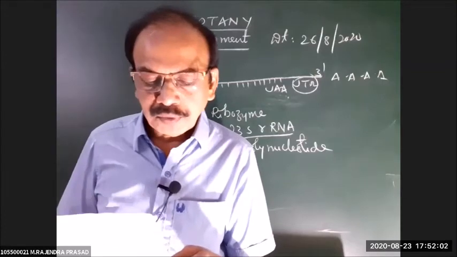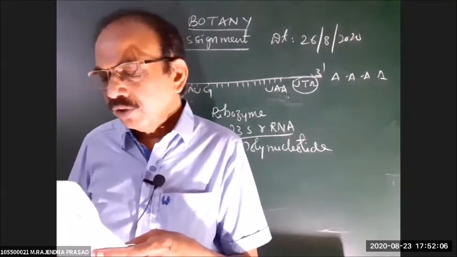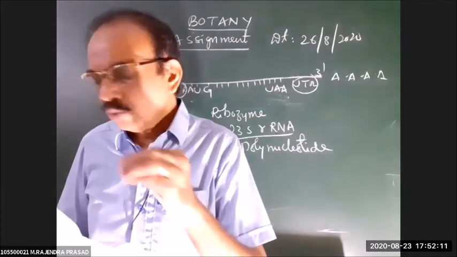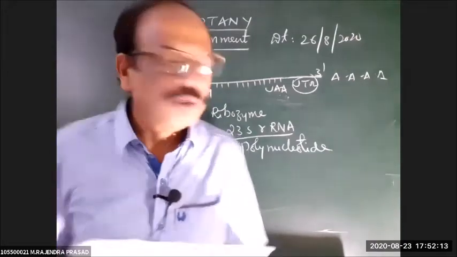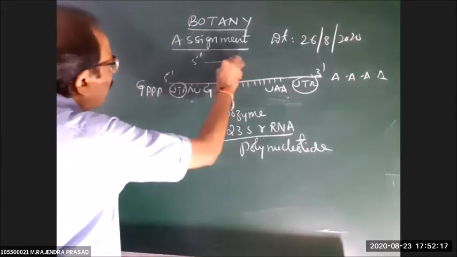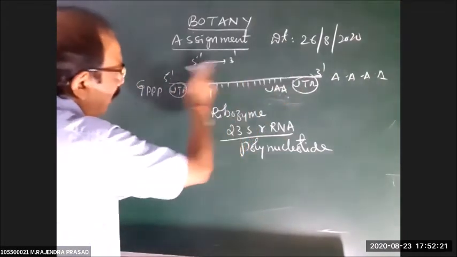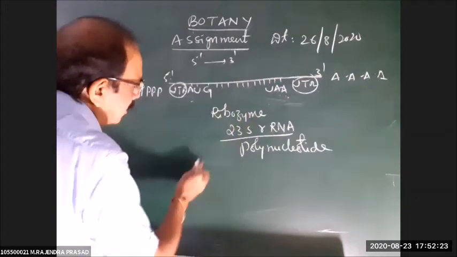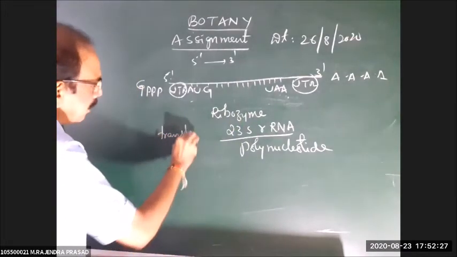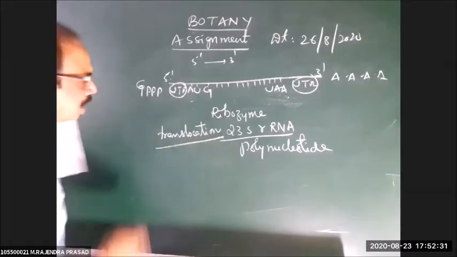And then coming to question number 5, during protein synthesis, a ribosome moves from end to end of the mRNA to recognize all codons. This relative movement of the ribosome on the mRNA in the 5' to 3' direction is nothing but ribosome translocation. It is called translocation.